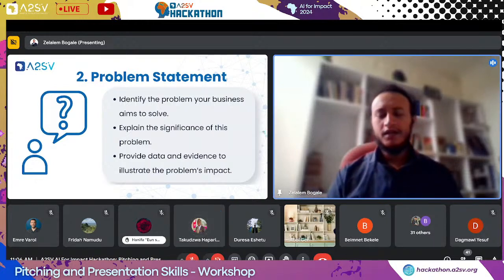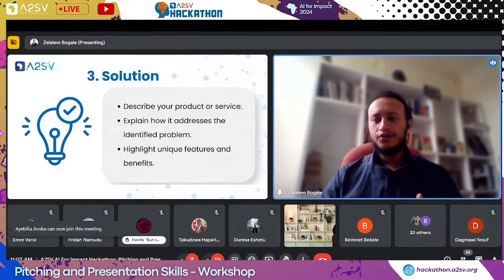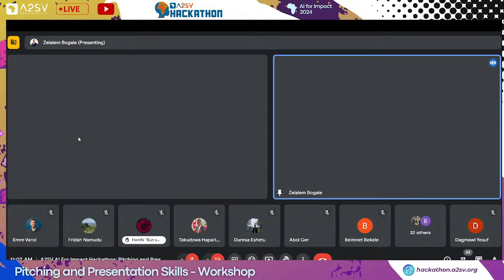So after convincing the audience that there is in fact a problem, you move on to your solution slide. In your solution, you will describe the product or service. This is where you tell them how you address the identified problem. In this slide, you should make sure that there's a direct correlation with your problem and your solution, because your solution should address exactly what you've described in your problem statement. You should clearly describe what your product is or what your service is. And you should also highlight unique features and benefits of your solution.